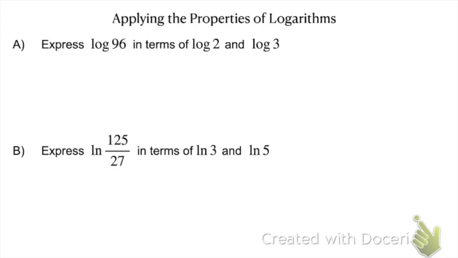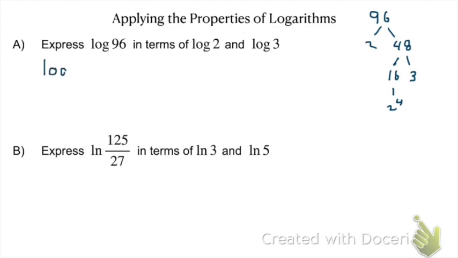So, applying the properties of logarithms, it says to express log 96 in terms of log 2 and log 3. So all we have to do is take 96 and break it into 2's and 3's. If you know what goes into it, we can do a tree diagram if you needed to. Like you'd say 96, well, we can break this into 48 and 2. And we can break 48 into 16 and 3. And 16 is the same as 2 to the 4th power. So we have 2 to the 4th, and 3.